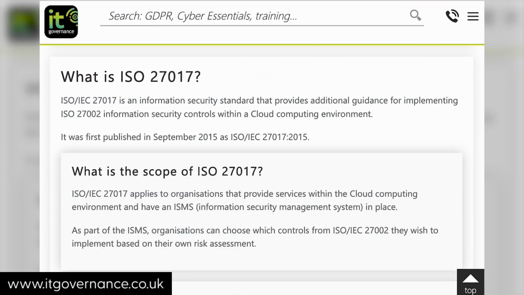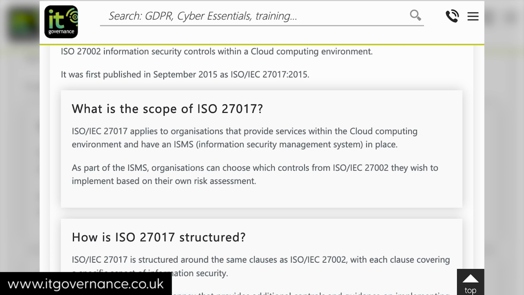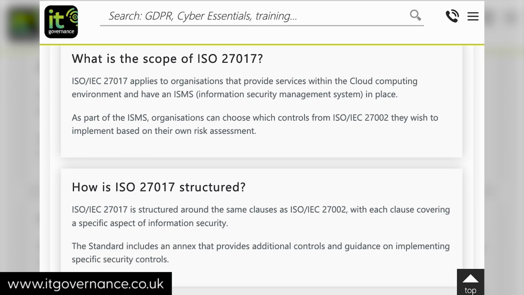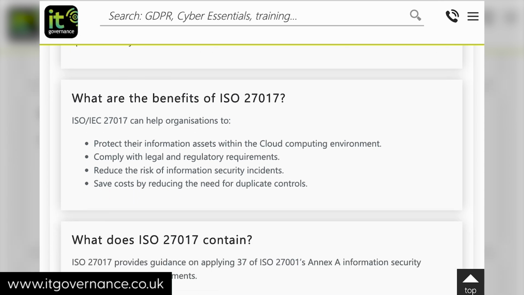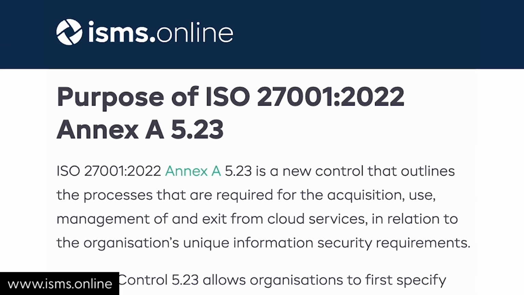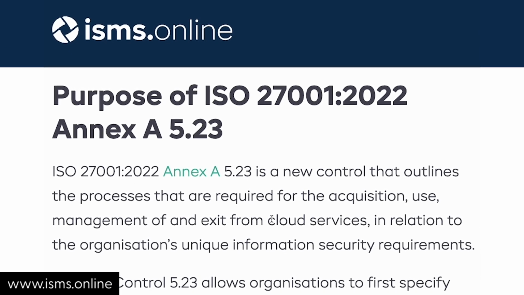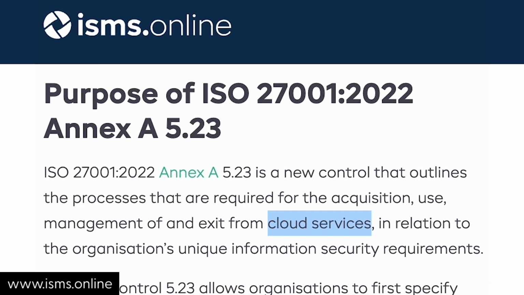Now, there's ISO 27017, and it's the 2015 version. It's for cloud-based businesses. It's an interesting standard because you cannot get that standard as an isolated certification. It's an add-on to the ISO 27001. In fact, you could consider it to be a kind of a clarification because they did add a cloud control into the new standard.